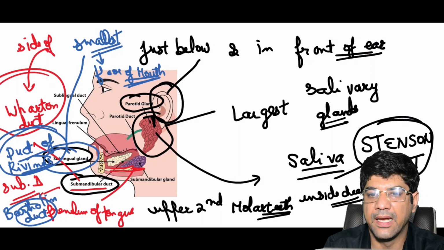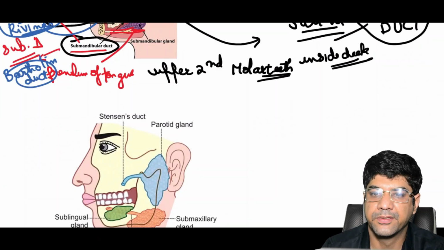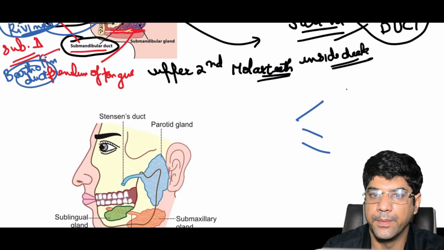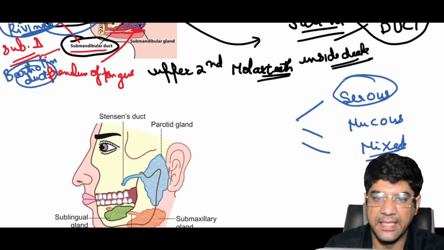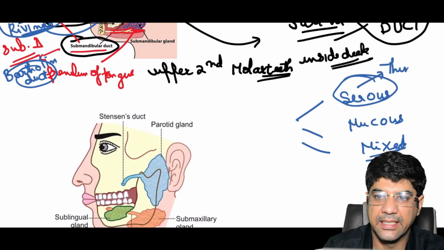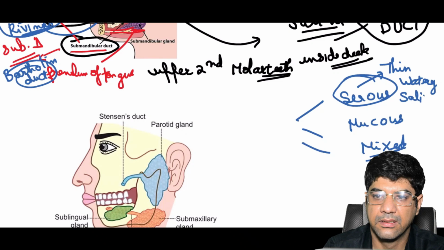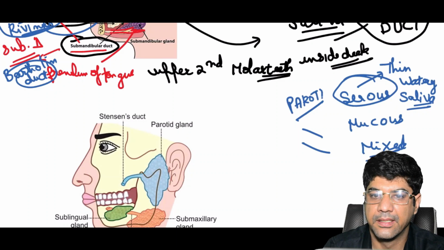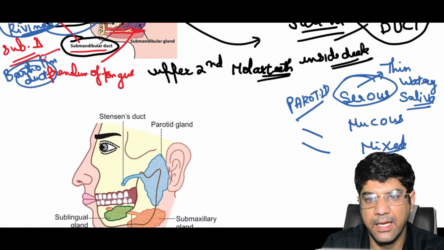Now let us classify the salivary glands based upon the type of secretions. There are three types of secretion. Remember them. They can be serous, mucous, and mixed glands. So who can explain what serous glands secrete? They secrete thin watery saliva, like the parotid gland.